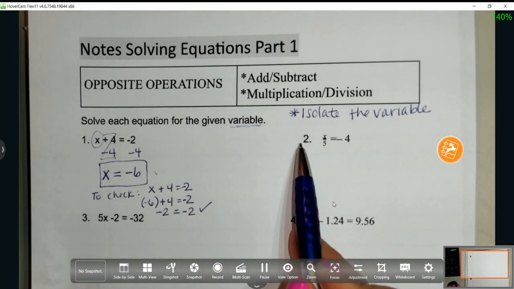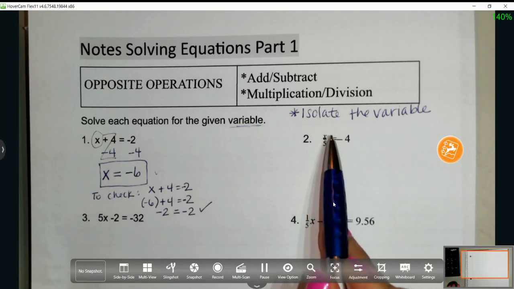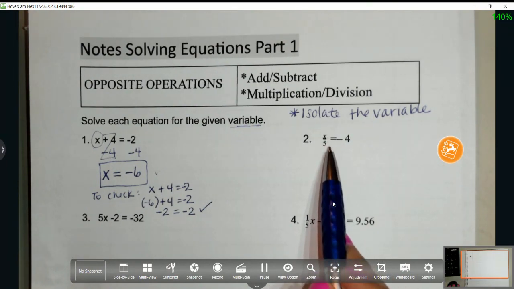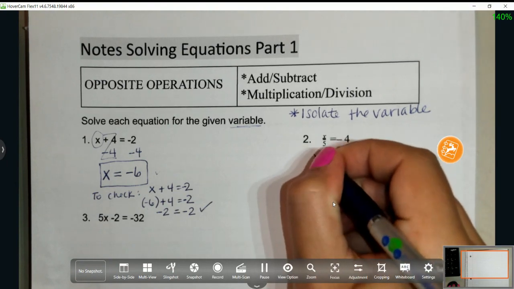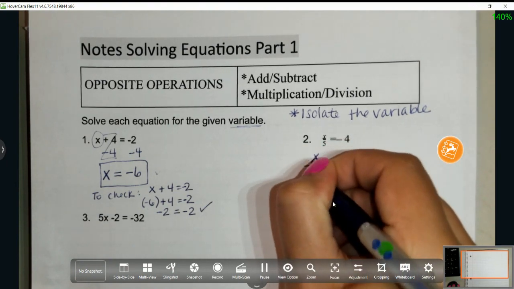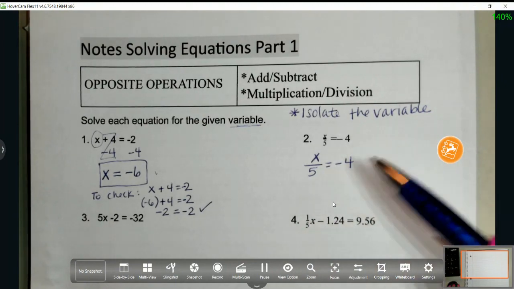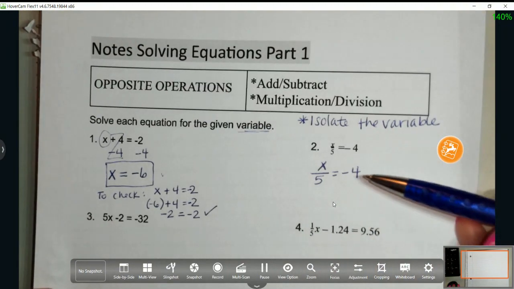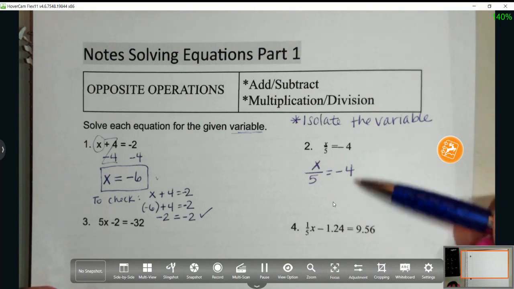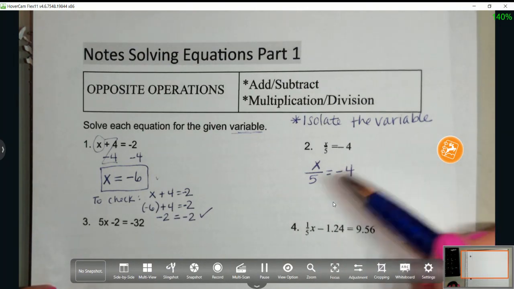Now looking at number 2, here we have x divided by 5, and that is equal to -4. So I want to see what is the value of x. So I'm going to rewrite this just so that when you look at it again in the future, or if you're copying your notes down with me here, you have it kind of like a clean version, so to speak.